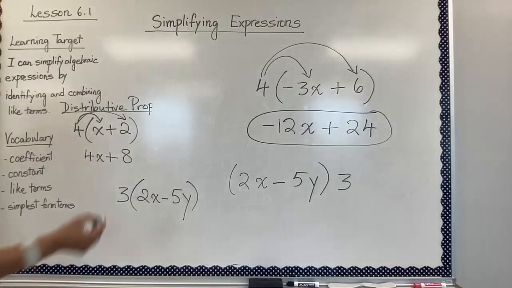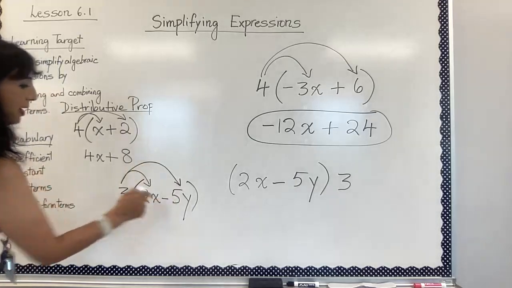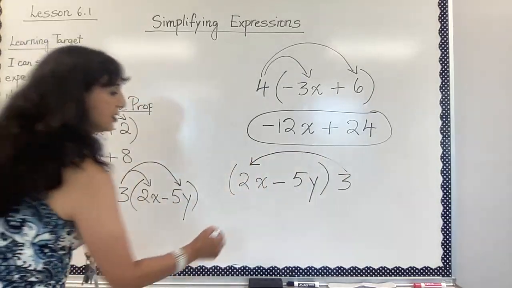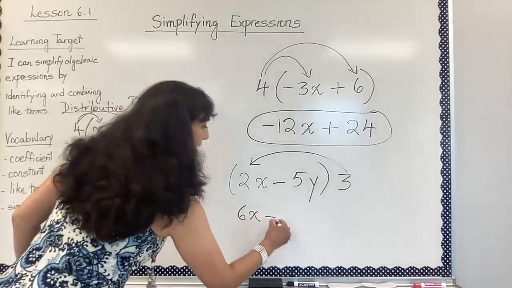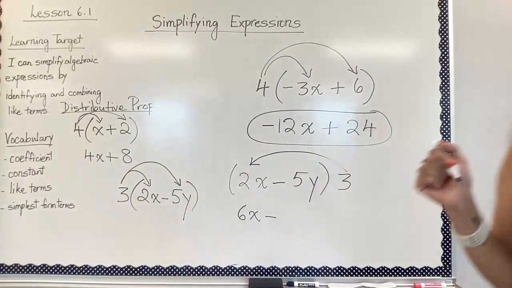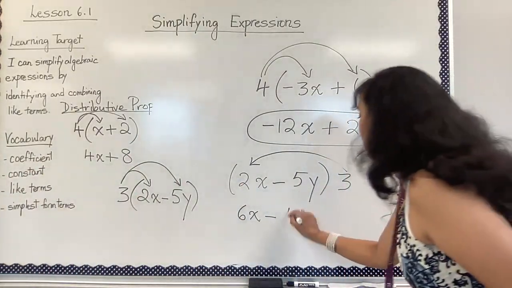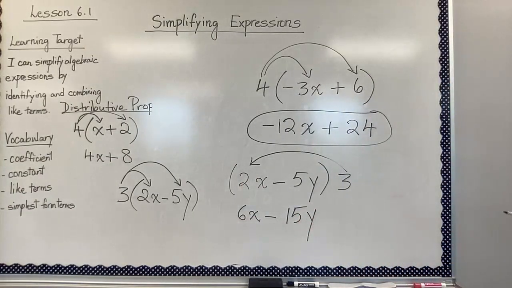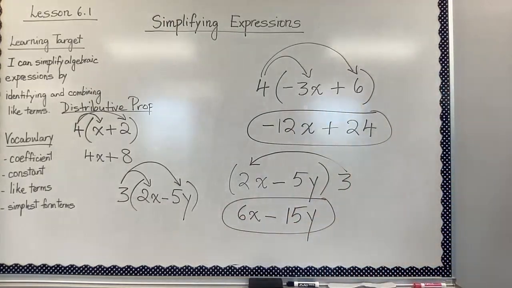All right. So what am I doing? I'm doing this times this and this times this, and I have the minus sign. So 3 times 2x, 3 times 2 is 6x, and then I have minus 3 times 5 because I have positive times negative, which gives me negative. So 3 times 5 is minus 15y. And again, these are unlike terms. So here is my final answer.